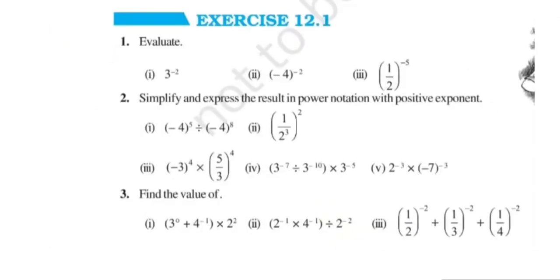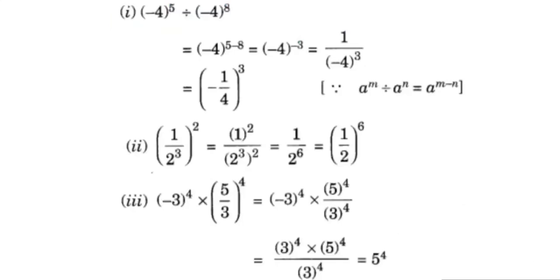Now see question number 2. Simplify and express the result in power notation with positive exponent. Number 1, minus 4 raised to 5 divided by minus 4 raised to 8. So here in between the divide sign is given and both the bases are same. So powers we will subtract. So it will come minus 4 and power is 5 minus 8. So it will come minus 4, power is minus 3. So this we can write 1 upon minus 4 and power is plus 3.